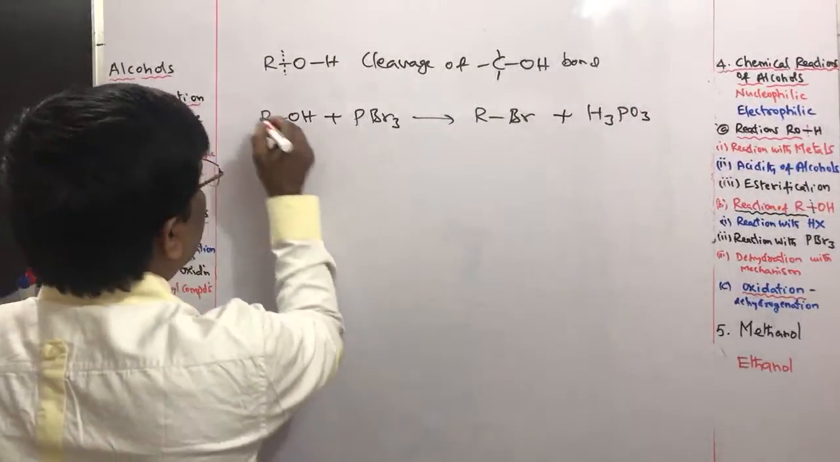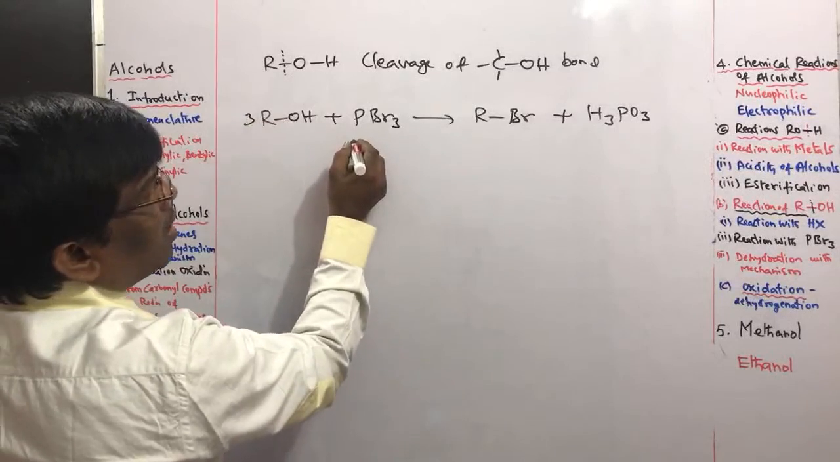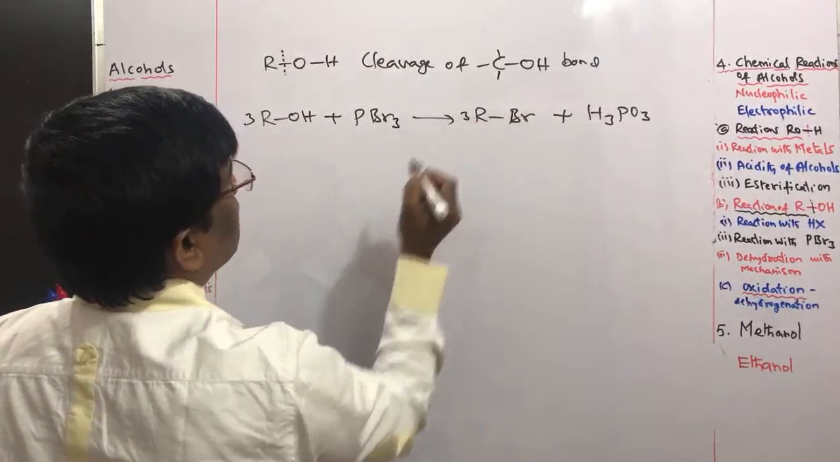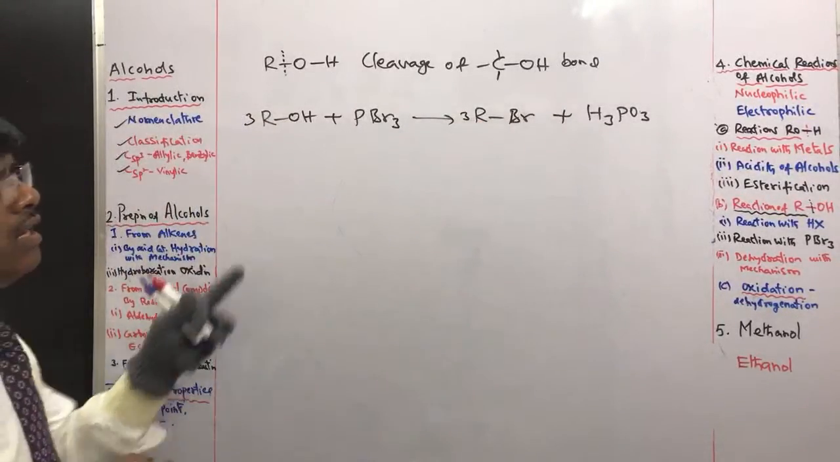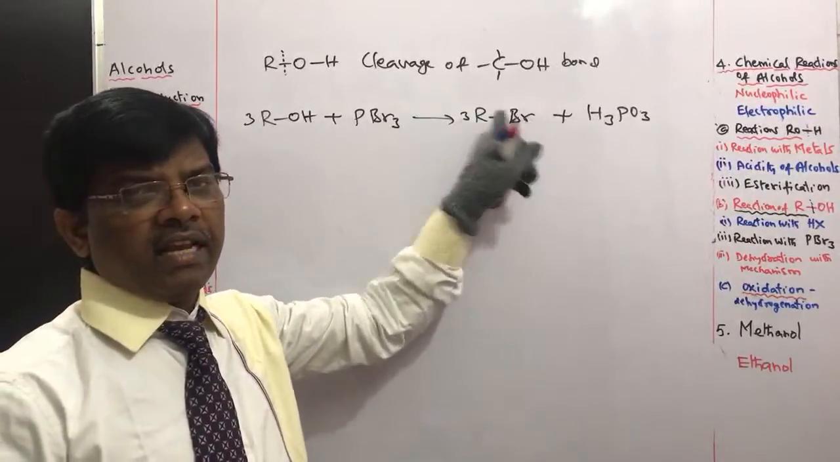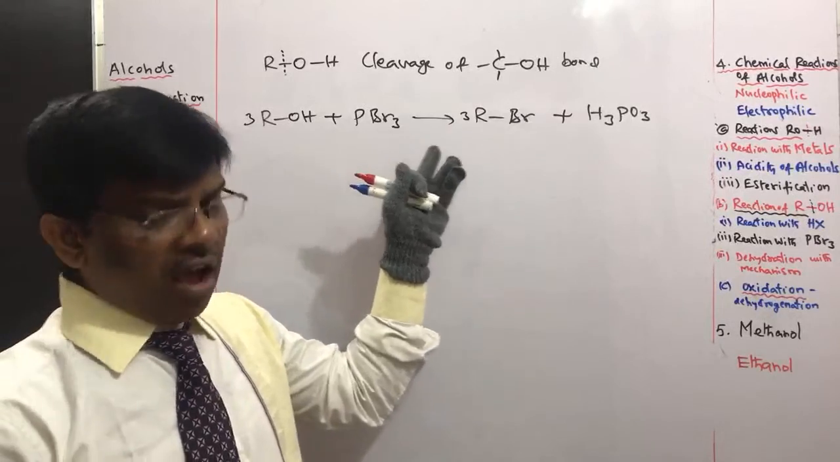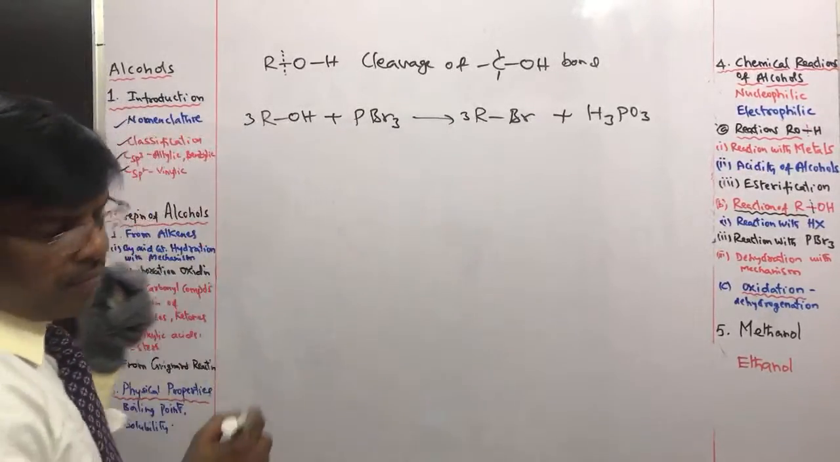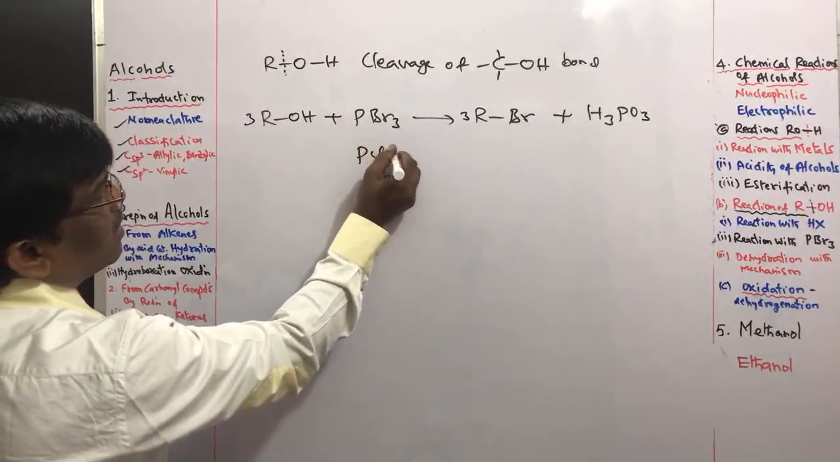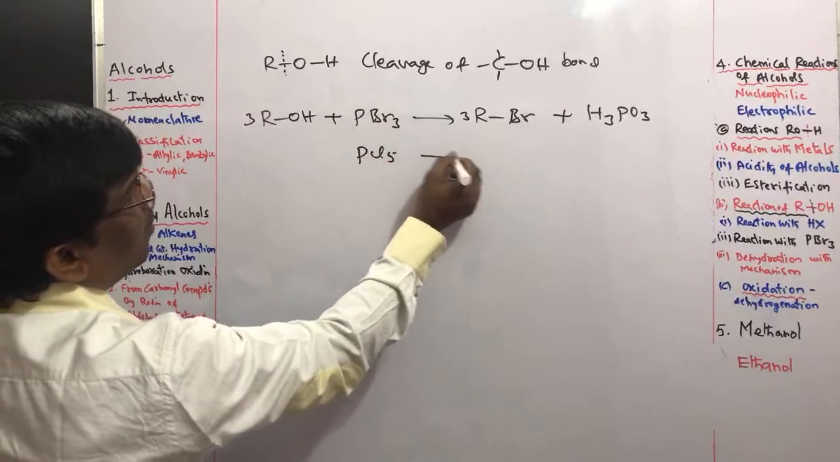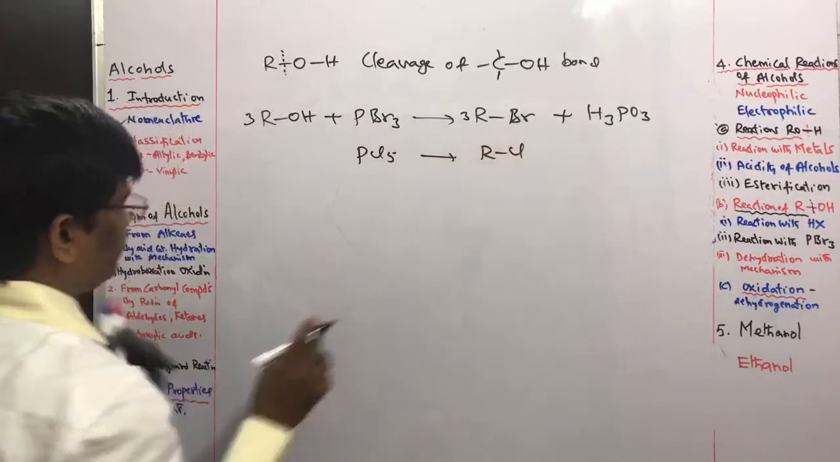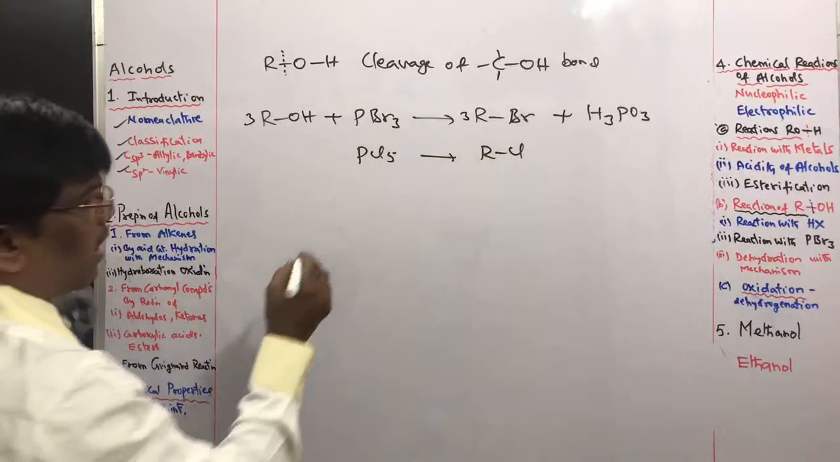So PBr3 here and H3PO3 here; the alkyl halides are going to be formed. This reaction can be done using PBr3, or if you want you can use PCl5. In place of this, with PCl5, you are going to get R-Cl.